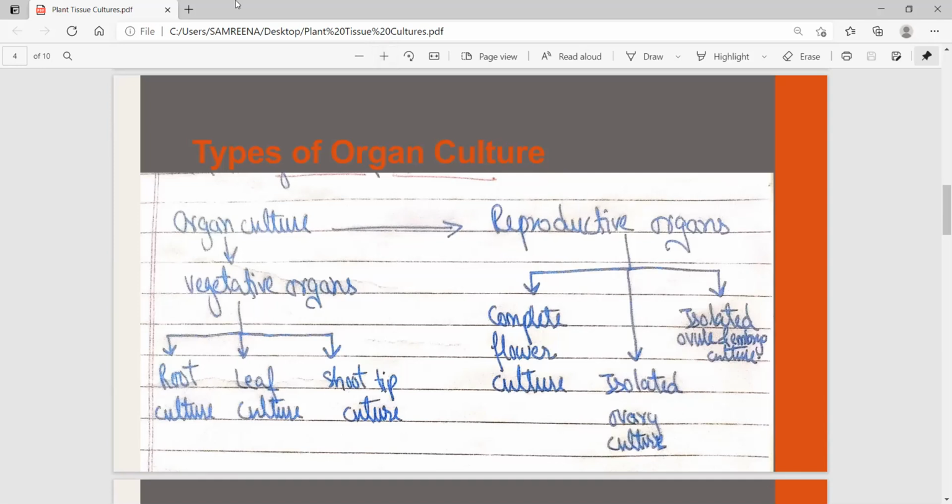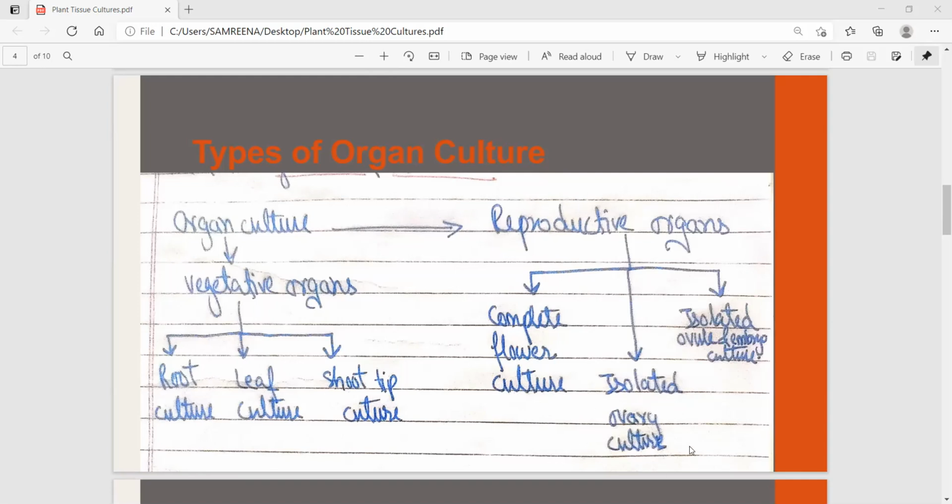Like vegetative parts, we know we are having leaf, we are having root, we are having shoot. All the three, root culture, leaf culture, or shoot culture, we can take a shoot tip, we can directly culture this under in vitro condition, and such type of culture is called as organ culture. Or we can take our reproductive part, the plant's reproductive part, which can be cultured as an organ culture under in vitro condition. That is our complete flower.